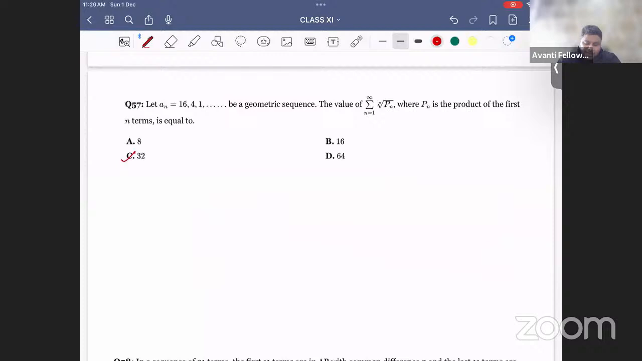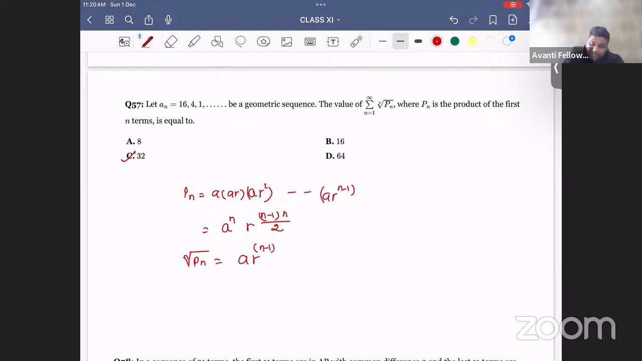57 is, An is 16 for 1 by 4, a geometric sequence, the value of n from 1 to infinite. Pn is the product of first n terms. Okay, what is Pn? Pn is going to be A, AR square, and so on, AR to the power n minus 1. That is A to the power n, R to the power n(n minus 1) upon 2. Got it? So nth root of Pn is going to be A R to the power (n minus 1) upon 2.